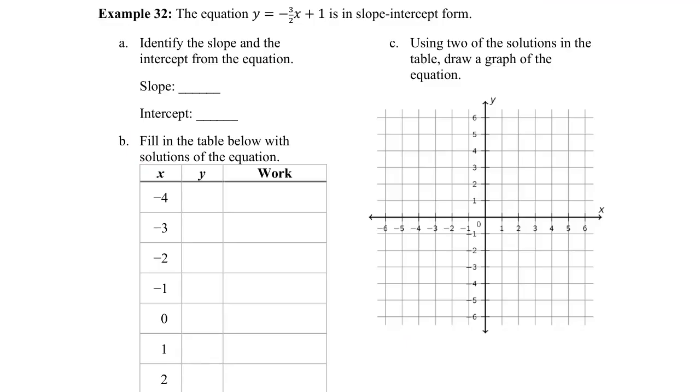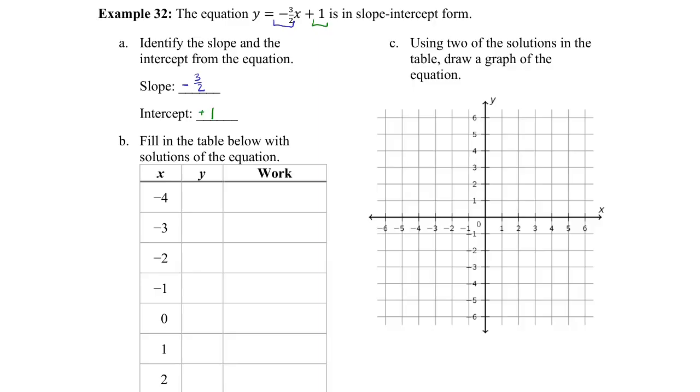Here, my slope is a fraction, -3/2. And my intercept is a positive number, +1. I'm going to put the plus in just to emphasize that it's positive. Okay. And when I'm trying to draw a graph, I like points with integer coordinates. So let's plug in some values of x and see what we get for our value of y.